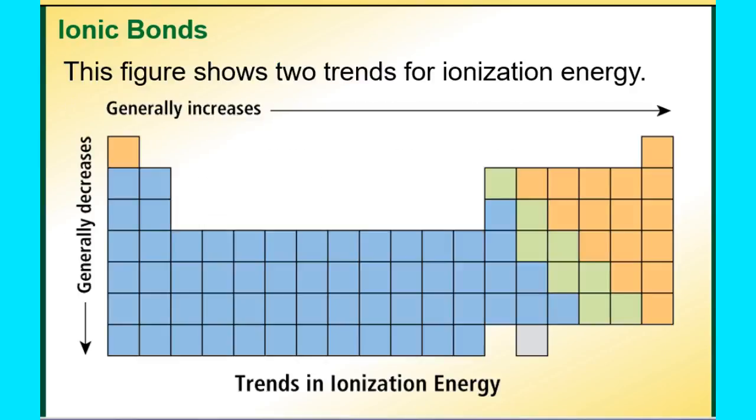This figure shows two trends for ionization energy. As you move from left to right on the periodic table, the energy required to remove an electron generally increases. And if you're looking at the group 1A alkali metals, the energy required to remove an electron generally decreases.